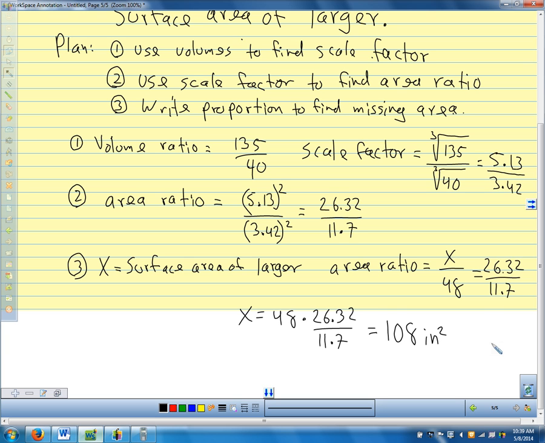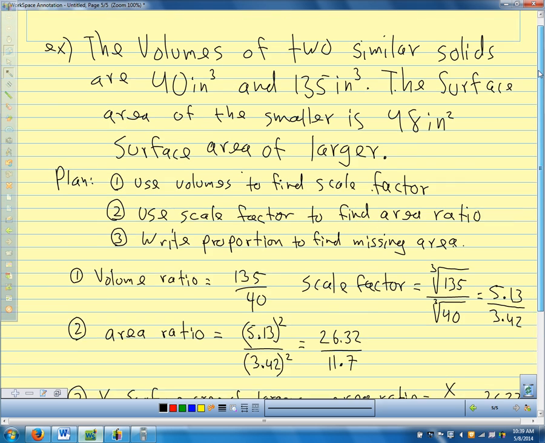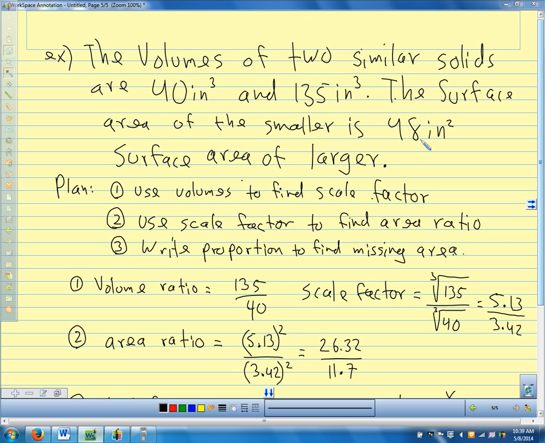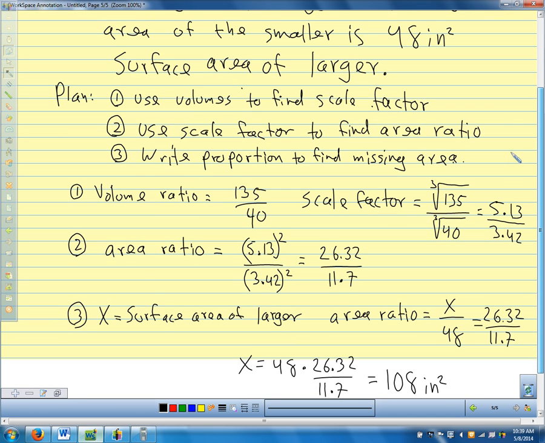Yes? Where did you get 48? The problem said that the surface area of the smaller is 48 square inches. So it told us that. And we were trying to find the surface area of the larger, so I call the surface area of the larger one x.